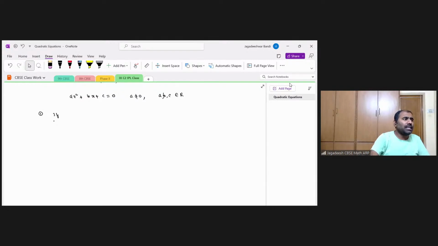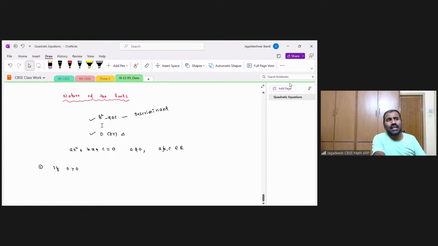If D is greater than 0. Already we have discussed what is D. D is nothing but the discriminant, which is calculated as b square minus 4ac. If that value is greater than 0, meaning positive, I'll write in the bracket, greater than 0 means positive value. Then the roots are real, meaning real numbers, and distinct, meaning different. Suppose if one root is 2 by 3, another root might be 3 by 5 or minus 3, like that.